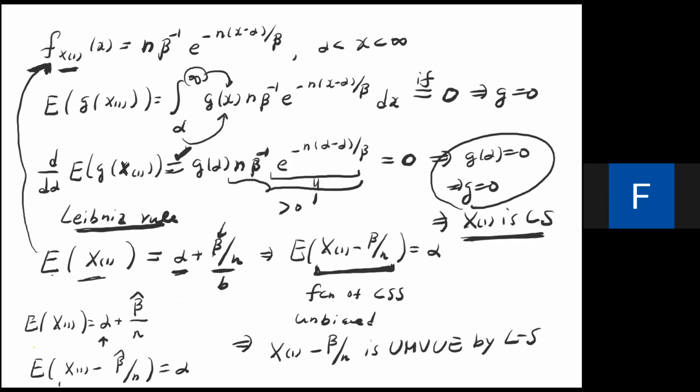Well, inside guys are still a function of sufficient statistics. So using that way, you can isolate alpha on the right hand side, such that by Lehmann-Scheffé, I can claim that alpha's UMVUE is x1 minus beta hat divided by n.